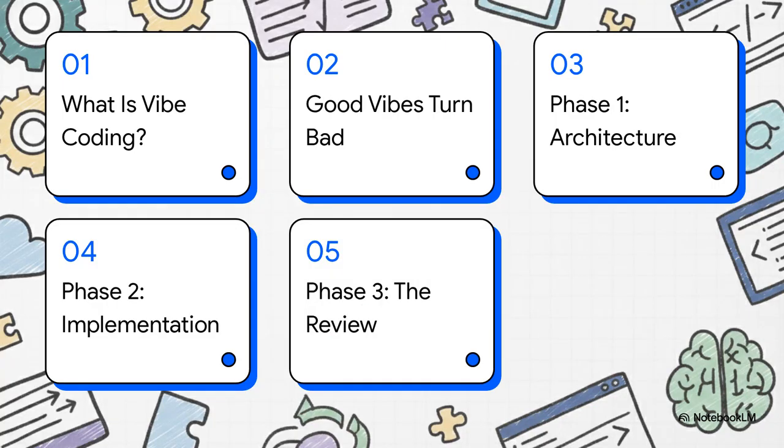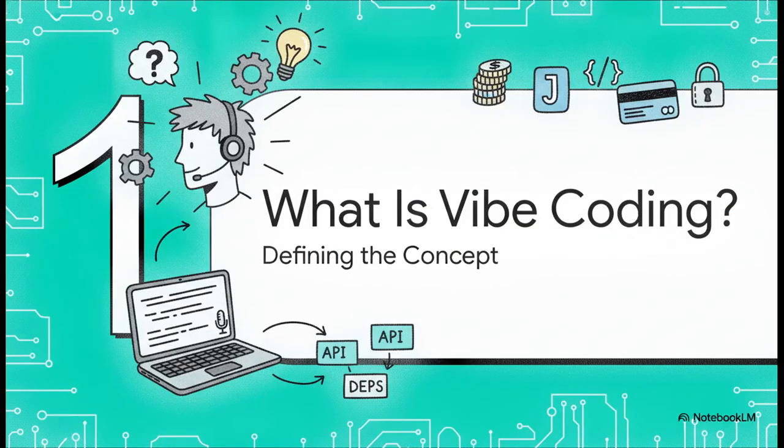On our agenda today, we'll start by defining what vibe coding actually is, look at what happens when good vibes inevitably turn bad, and then we'll map out a survival guide across 3 distinct phases: architecture, implementation, and finally, the review. Section 1. What is vibe coding?